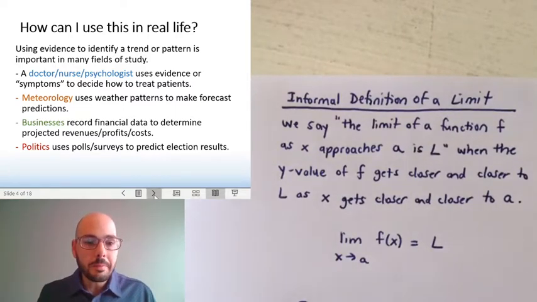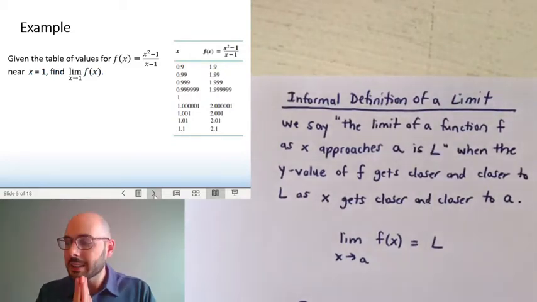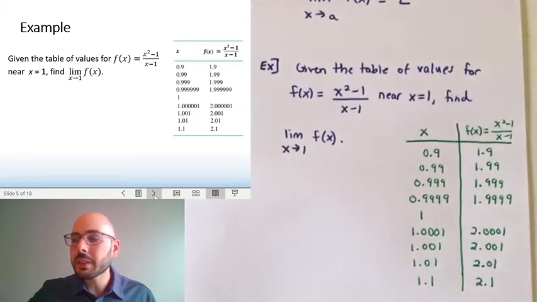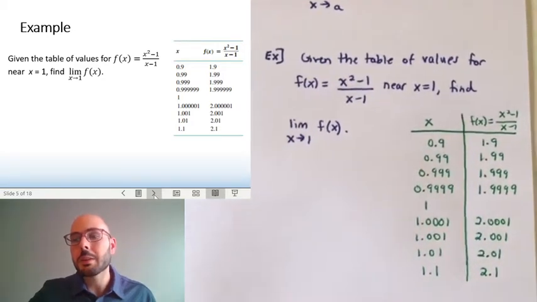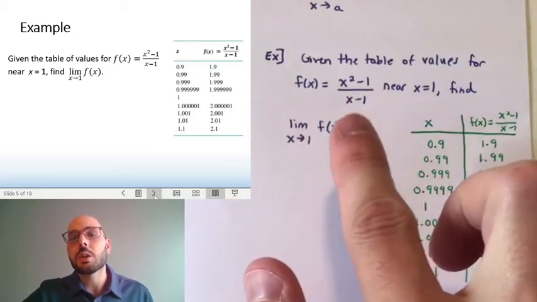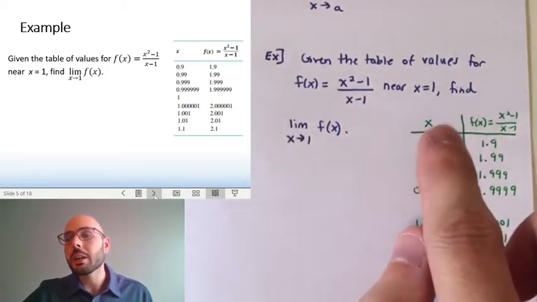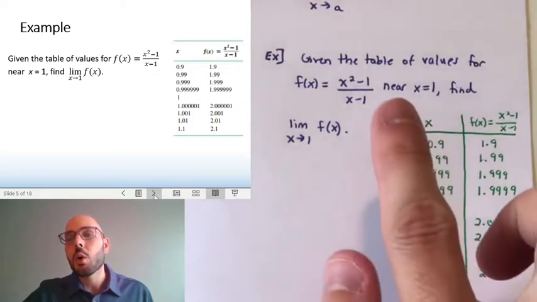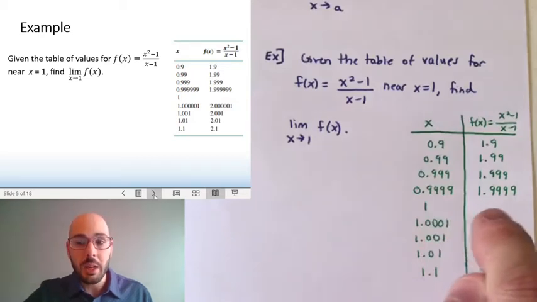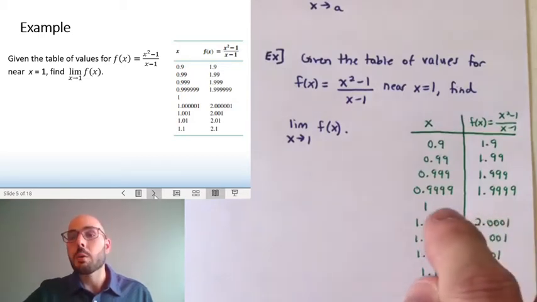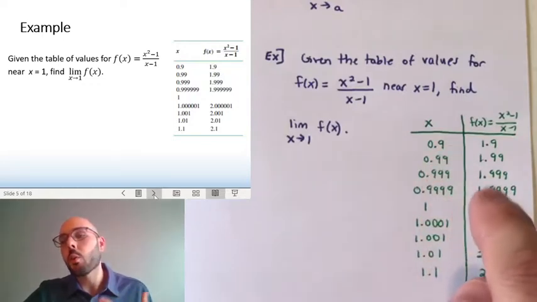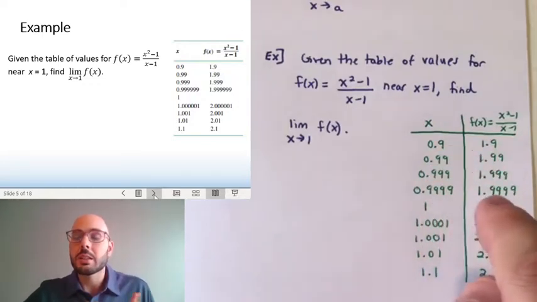Okay, so finally, our next example, we have another table of values. We're actually given a specific function this time, but it doesn't really matter too much. We have a function, f of x equals x squared minus 1 over x minus 1. And we're given a table of values, particularly where x is 1, so that's kind of our focus. We were not given the y value there, so you can see that it's missing, but we were given x values very close to 1, and also the y values corresponding to those x values.